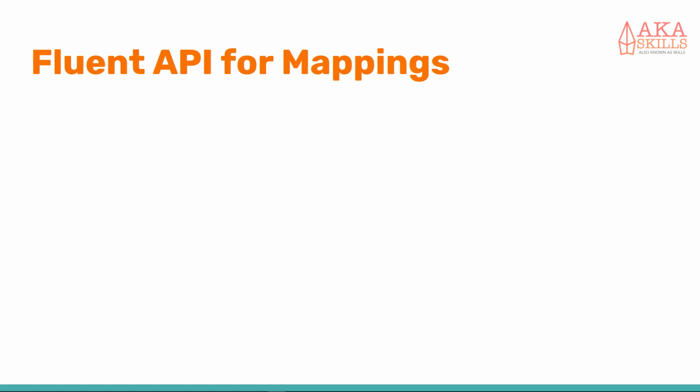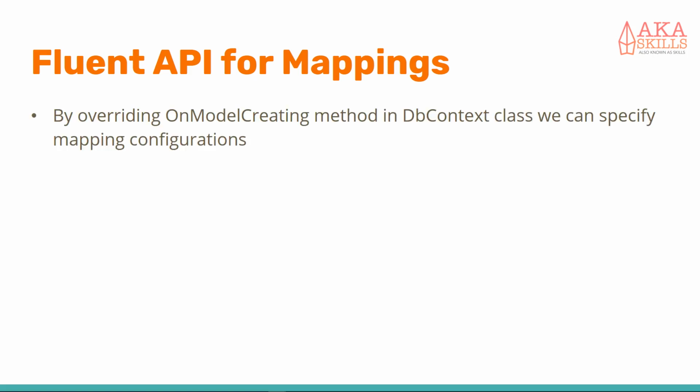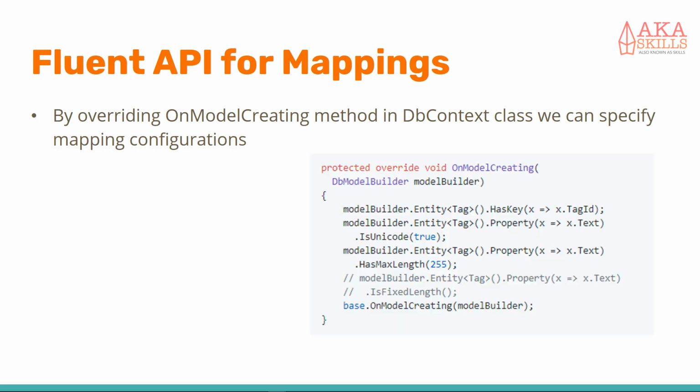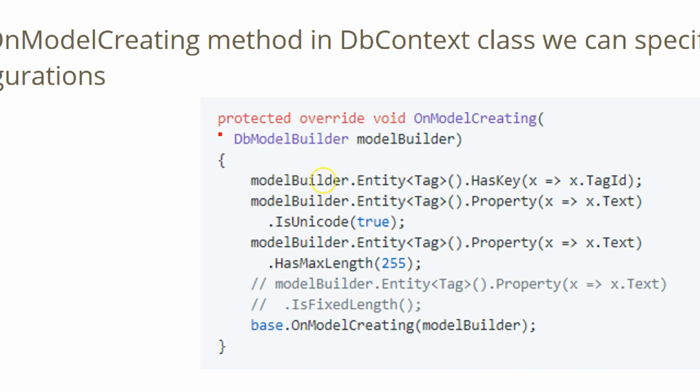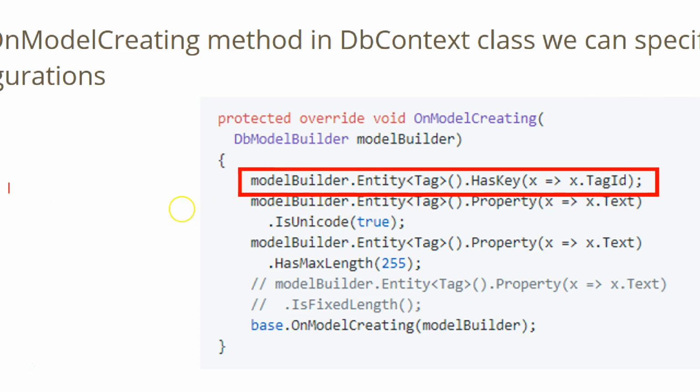The second way is Fluent API for mappings. By overriding the OnModelCreating method in the DbContext class, we can specify mapping configuration. So here we got sample code, and here's how it looks. We got protected override void with name OnModelCreating, and here we receive the parameter DbModelBuilder. How are we doing that? Well, modelBuilder.Entity, and here we're passing the type, which is Tag. We're saying that it has key x.TagId. So for example, that's for specifying the primary key.